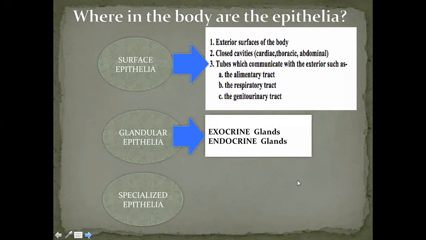Another thing is they are also found in the glandular components of the body. They can be found in your exocrine glands, and also covering your endocrine glands. Then we have what we call specialized epithelia. These are found where?